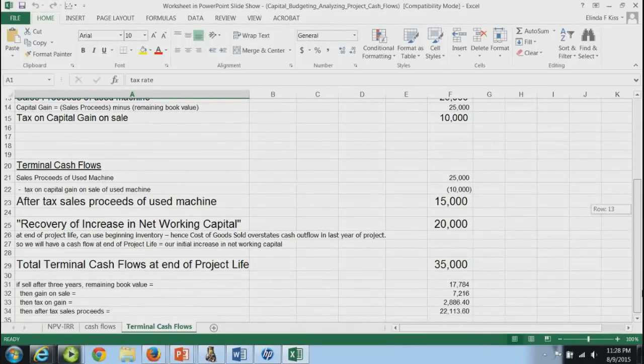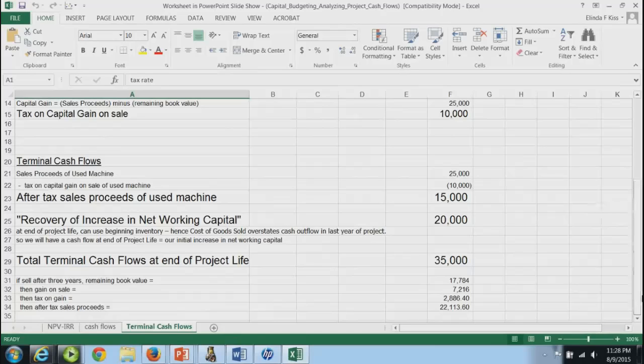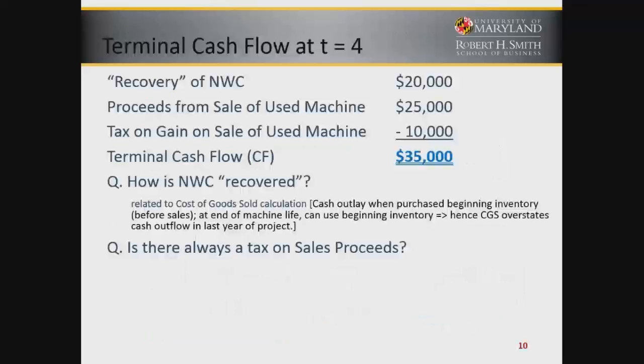Now there's another relevant terminal cash flow, and that is the recovery of the net working capital. So you might say, how is it recovered? It's not really recovered, but remember what I said earlier. Cash outlay when you purchased the beginning inventory was relevant. At the end of the machine life, you're using the inventory that's already there. The cost of goods sold overstated the cash flow in the last year of the project, and so we say we recover this net working capital.